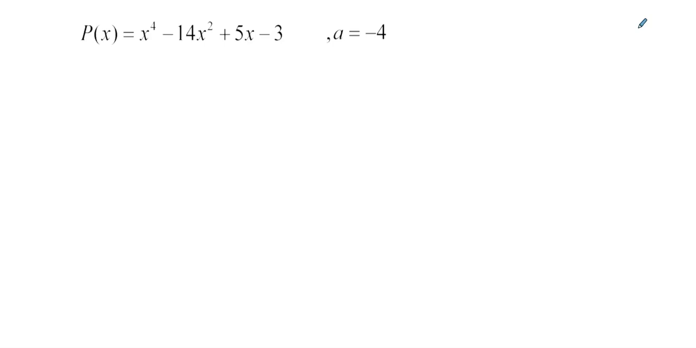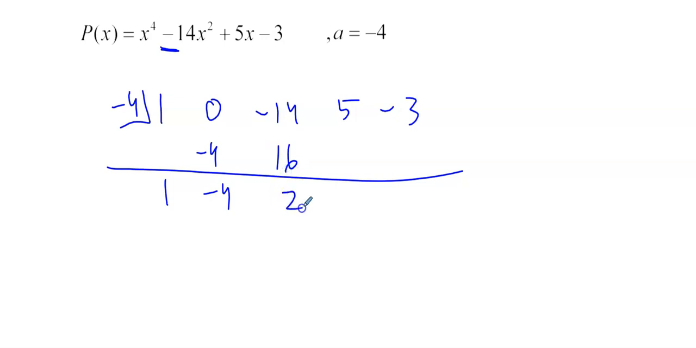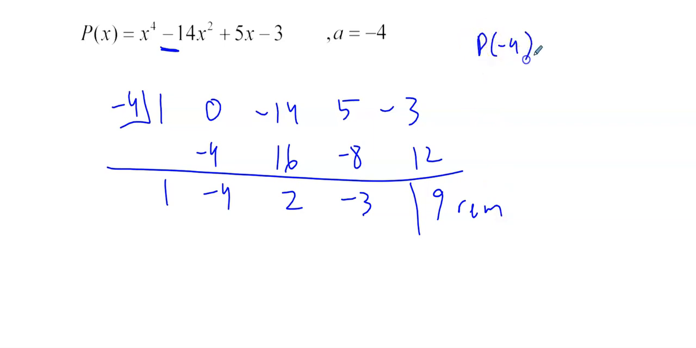Make sure when you do this with synthetic substitution, the big key in this problem, I hope you see it, is 1, 0, -14, 5, and -3. The key is you're missing an x cubed term there. So don't forget to put that 0 in there. If you do this with -4, 1, -4, 16, 2, -8, -3, 12, 9. So my remainder is 9. So what is p of -4? If they ask that, the answer is 9. Our remainder is our answer.